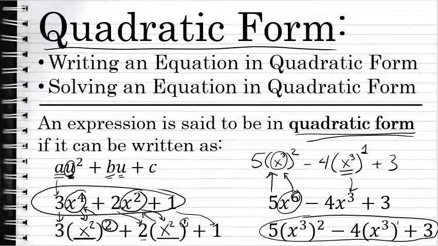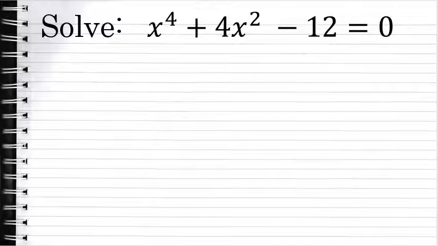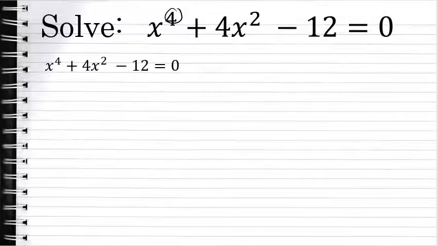Now let's use quadratic form to solve an equation. x to the fourth plus 4x squared minus 12 equals 0 is an example of an equation in which quadratic form can be used to solve it. This is a fourth degree equation, so it will have 4 solutions. If I can take this fourth degree equation and write it in quadratic form, it will be fairly simple to solve.